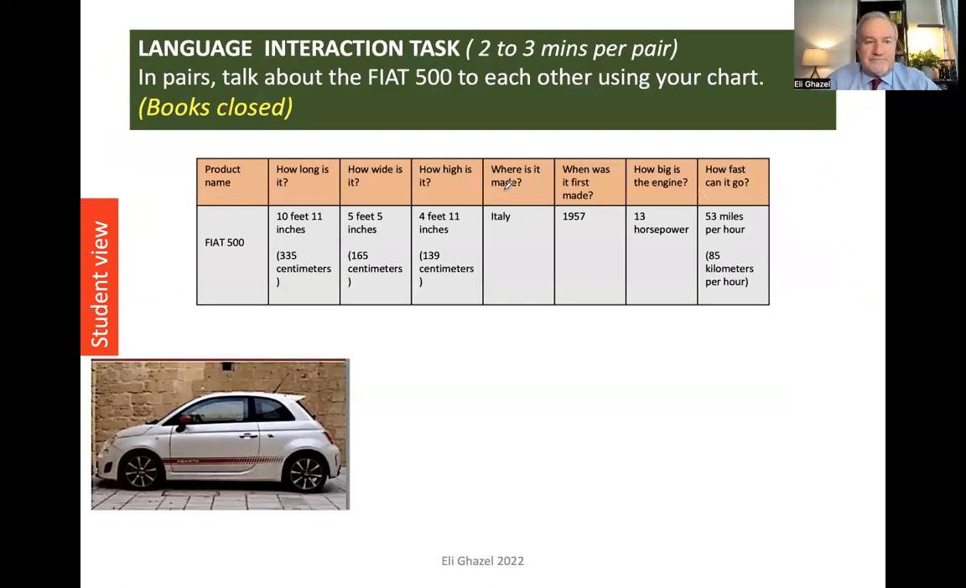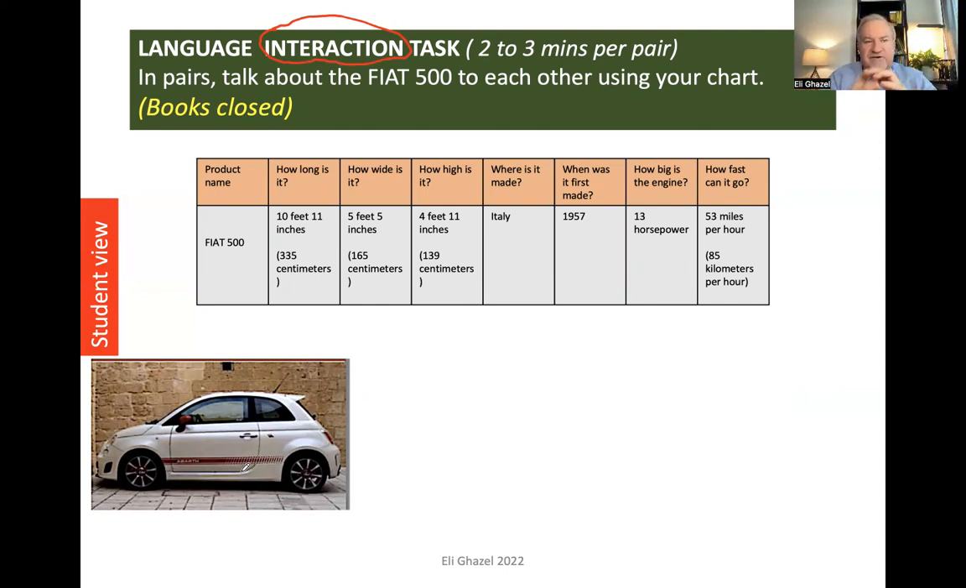Now, we go to the next task. If you look here, it's called language interaction. If we want our students to learn English, language means that we hear it and we talk it. It's not reading and writing. Reading and writing are called literacy. So what we want is for the students to interact with each other.